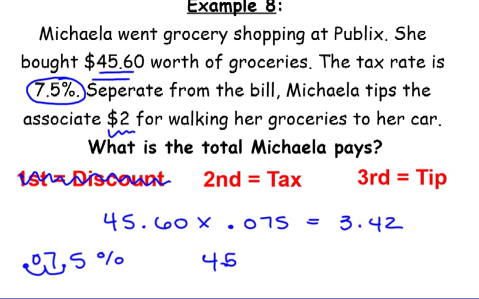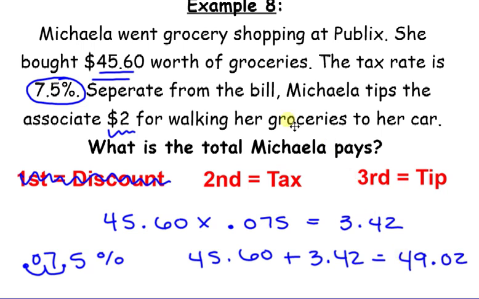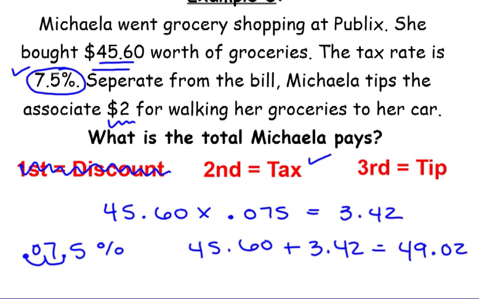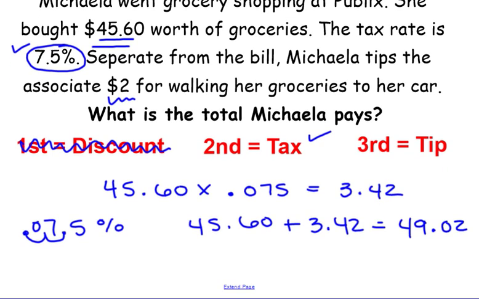45. Let me make that look a little bit more like a 45. 45.60 plus 3.42. Add those together, and you're going to get 49.02. I took care of our tax. Now let's add the tip on. But the tip is not a percentage, it's just a dollar amount. So we're just going to simply add it on.